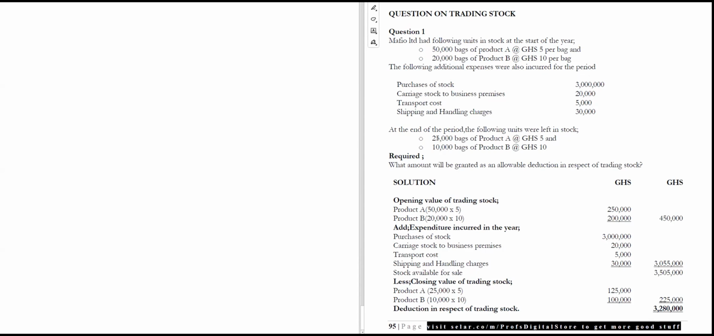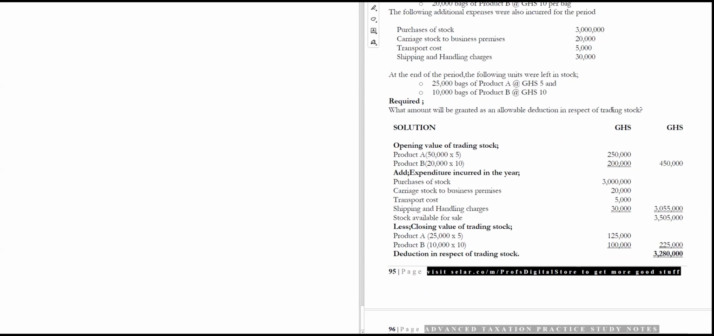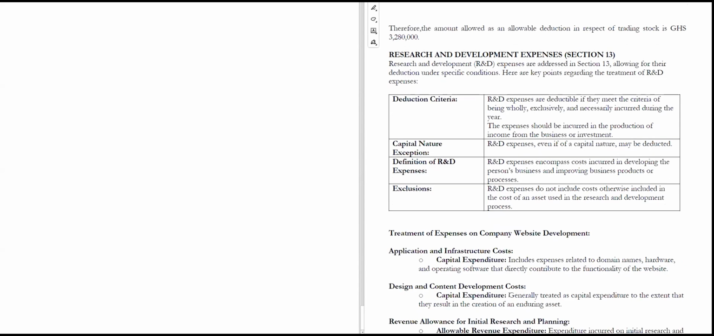Yes, expenses. Then at the end of the period, the following units were left in stock: 25,000 bags at 5 cedis and 10,000 bags at 10 cedis. So these are closing stock. You take your opening stock of these two products, add your trading expenses, and get stock available for sale, less your closing stock. Then you get the deduction in respect of trading stock. Therefore, the amount allowed as an allowable deduction in respect of trading stock is 380, just like we saw.